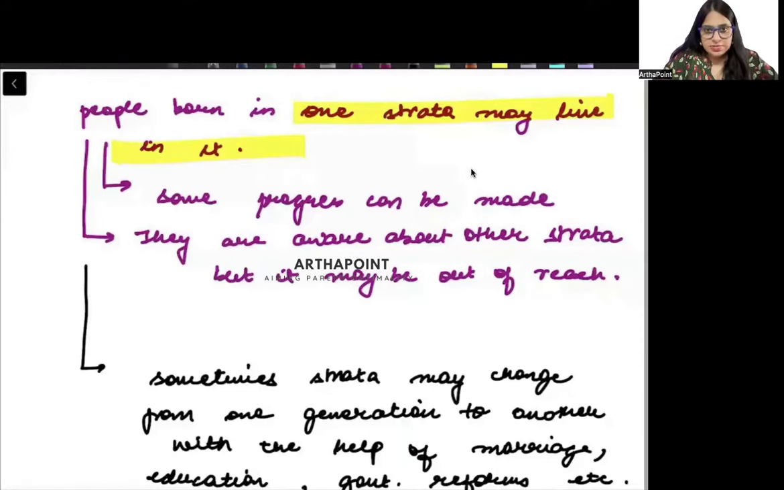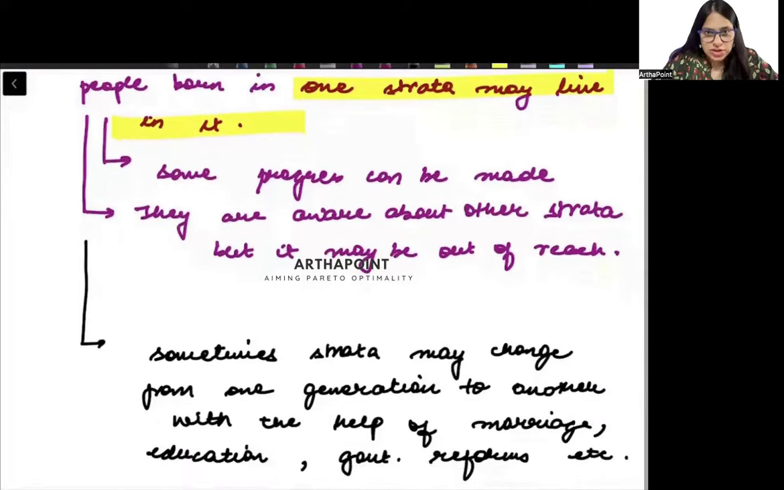Similarly, sometimes when women get married, then after marriage, their strata may change. It may increase also and decrease also. Okay? So try to understand that people living in one strata may be able to change their strata also. It is possible that the strata might change, right? So some progress can be made, right? You can move from one strata to another.